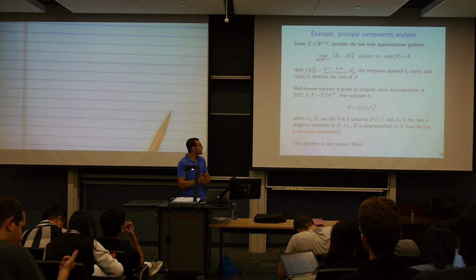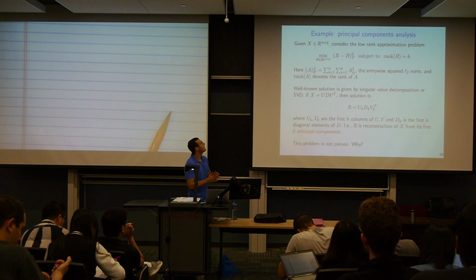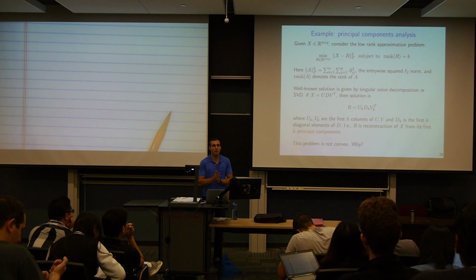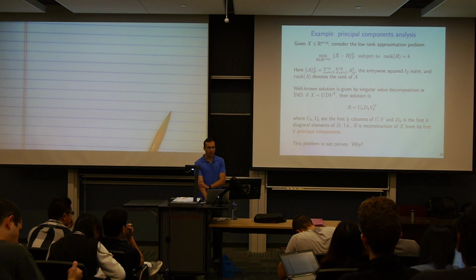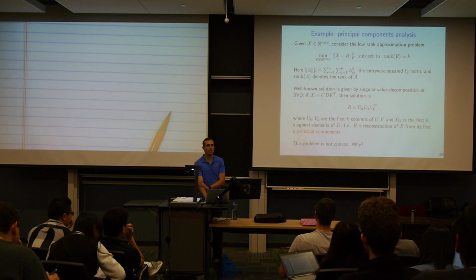So let's suppose I give you an n by p matrix, and I ask you to form a low-rank approximation of that matrix. And I ask you to solve, in particular, the following problem. Find me a matrix R that in Frobenius norm is closest to X.